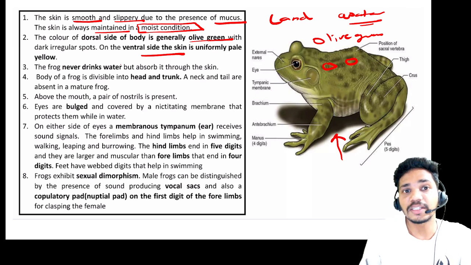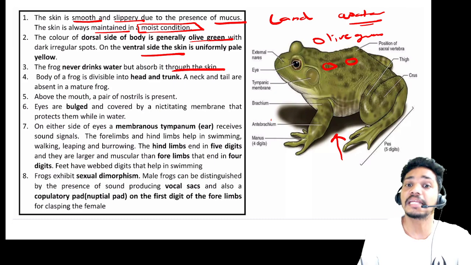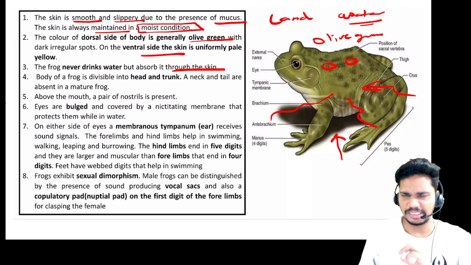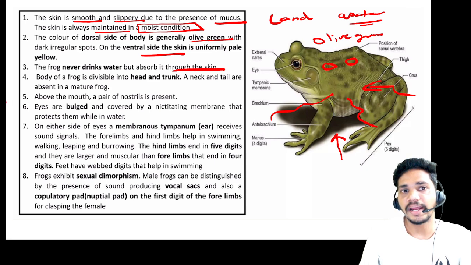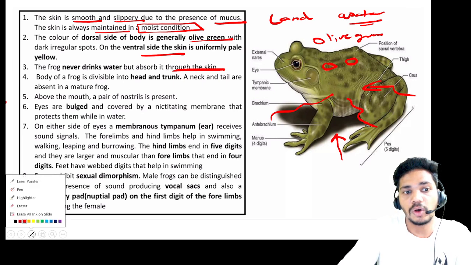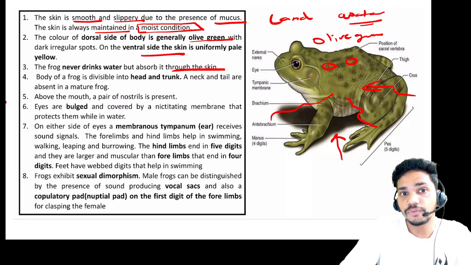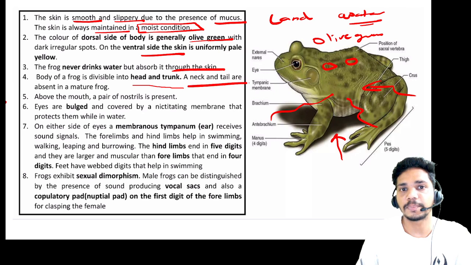The frog never drinks water but absorbs it through the skin. So frog को प्यास नहीं लगती, ऐसा कुछ नहीं है. वो skin से water को absorb करता है whenever inside the water. So it does not need to drink water. The body of a frog is divisible into head and trunk. There is no neck in the case of the frog.